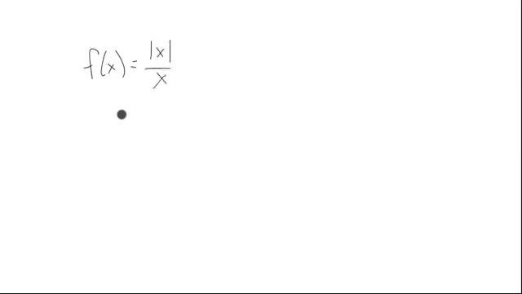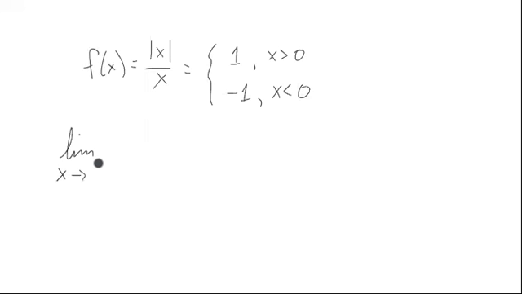Let's give a specific example. Suppose we have a piecewise function. Let's just make it very simple. Let's just do f of x is equal to the absolute value of x divided by x. Now, written as a piecewise function, this is going to be 1 for x bigger than 0, and it's going to be -1 for x less than 0. Okay, so how can we verify rigorously using epsilons and deltas that the limit as x approaches 0 of f of x does not exist?